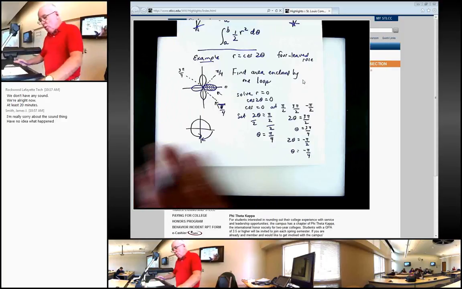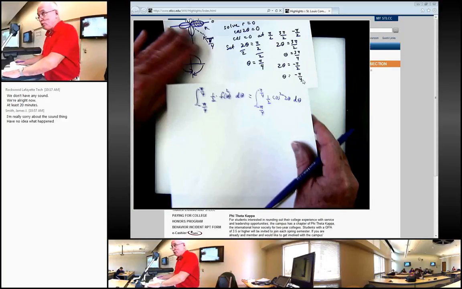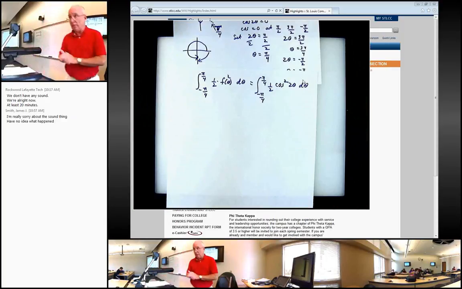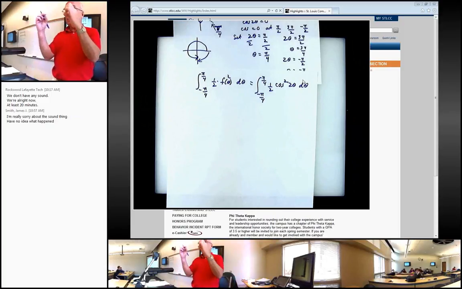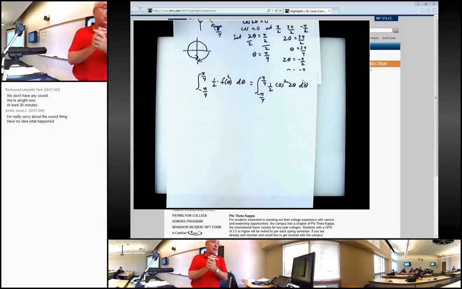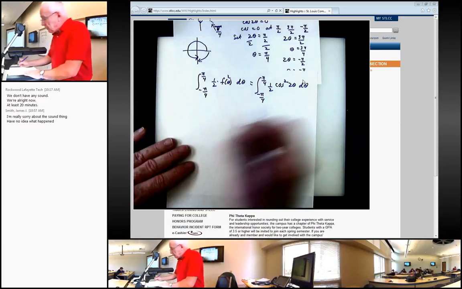Okay, I'm just going to go with the limits minus pi over 4 to plus pi over 4. But you could have taken half the area and then multiplied it by 2, and you'll get the same answer. All right, so let's try to figure this out.